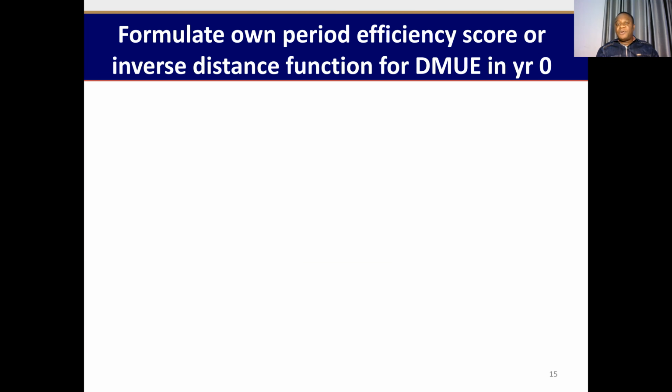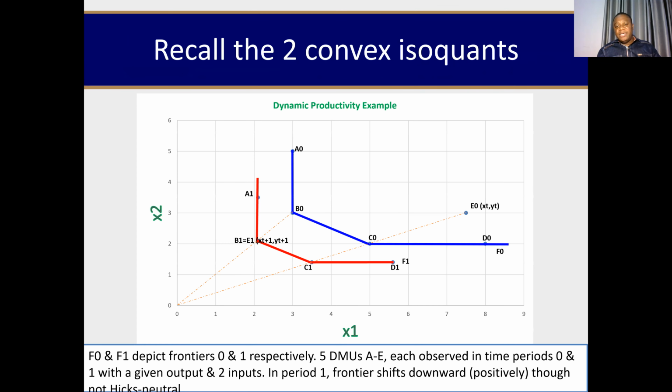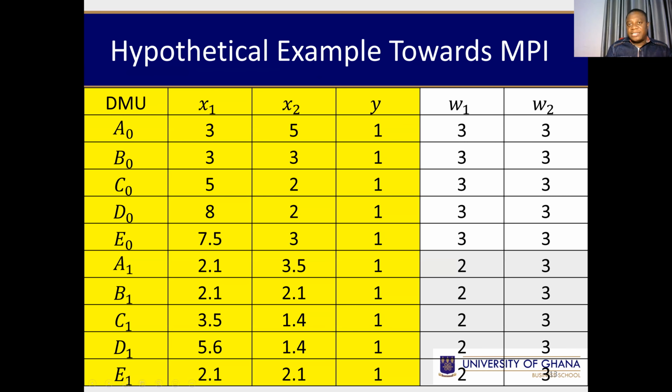Let's formulate the own period efficiency, or the inverse of the distance function, for DMU E in year 0. So if you look at this data set, we are going to do it for DMU E in year 0. This is the one we are looking at here. We are going to measure the efficiency of DMU E in year 0 relative to the same year 0 frontier. That's why it's called own period.